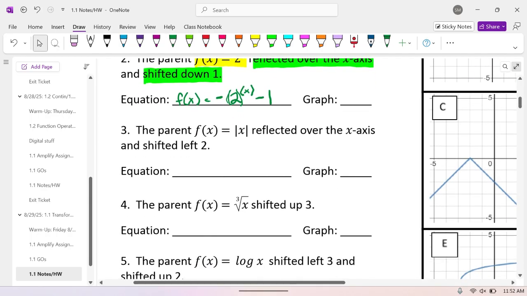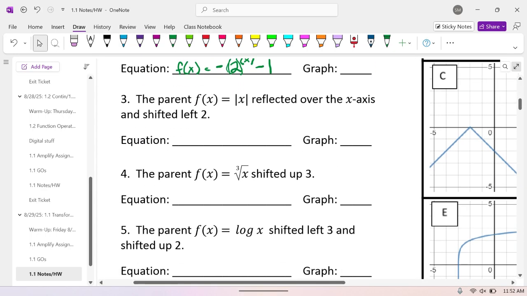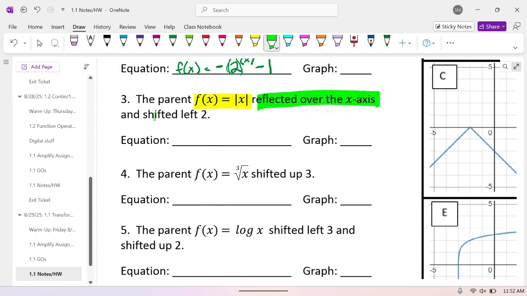All right, let's do one more together, then I'm going to let you try one on your own. So number 3. So f of x, that's our parent function, and we want it reflected over the x-axis and shifted left 2. So first off, what type of function is this going to be? Absolute value, good. The tail is obviously the absolute value symbol.